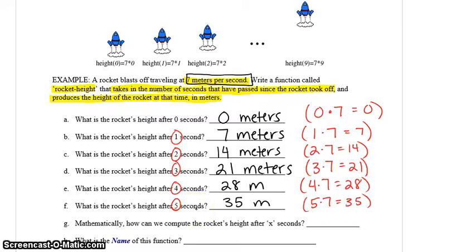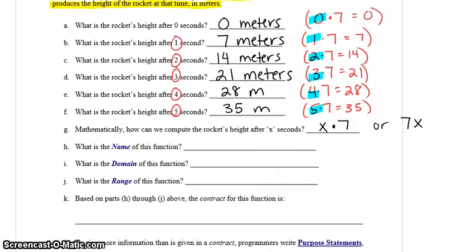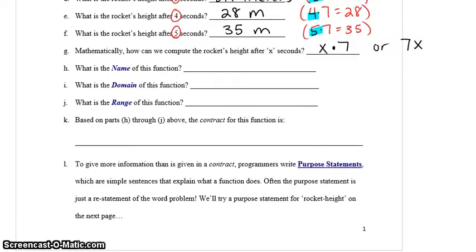So in letter G, it says mathematically, how can we compute the rocket's height after X seconds? So instead of using specific numbers like 0, 1, 2, 3, 4, 5, we are going to instead just use the variable X. So X times 7. Or we can, of course, rewrite that as 7X. So let's take a look at the last couple questions on this page and see where this is headed.